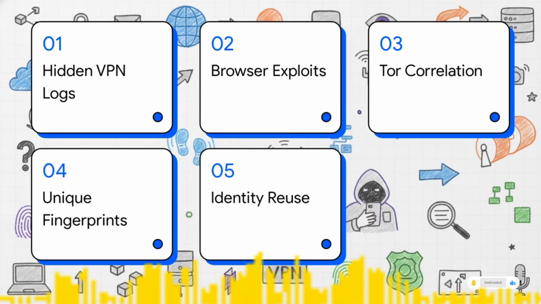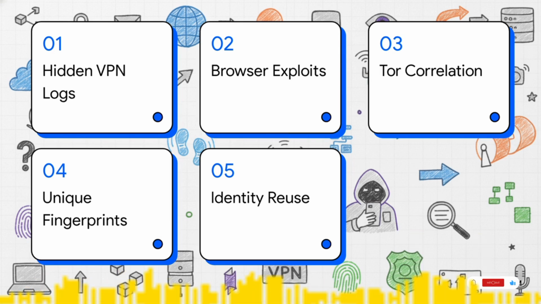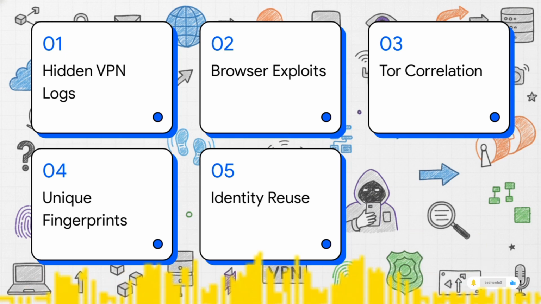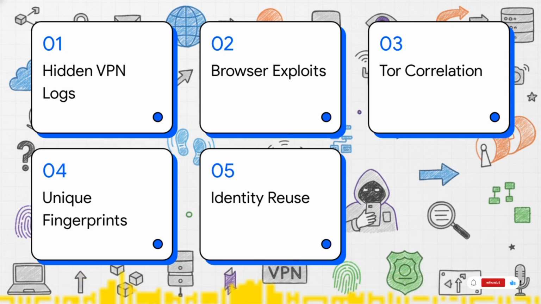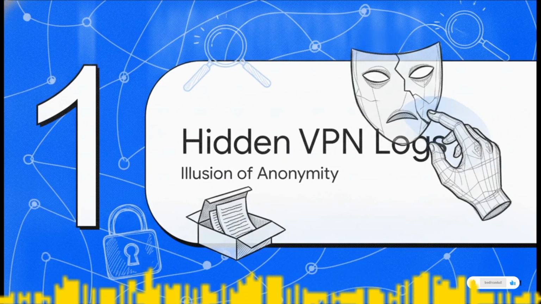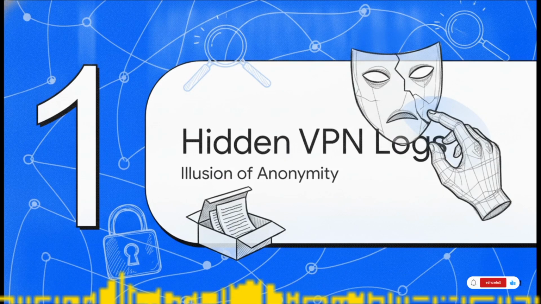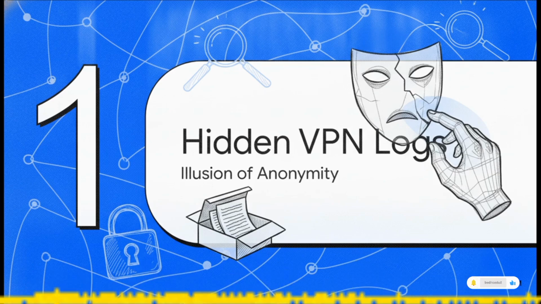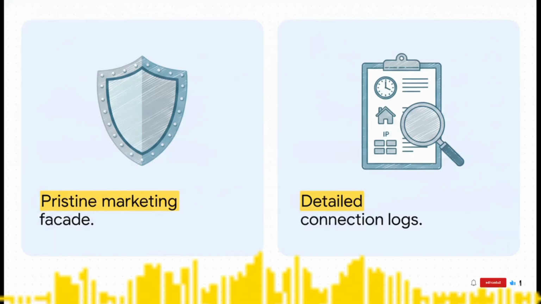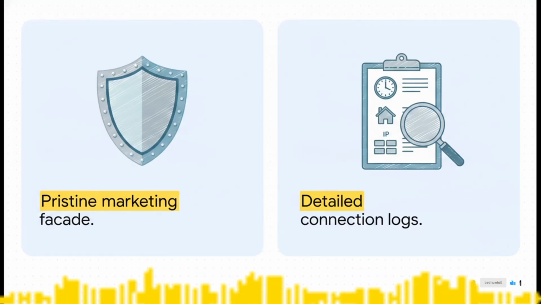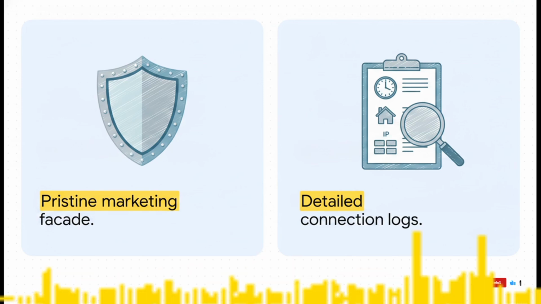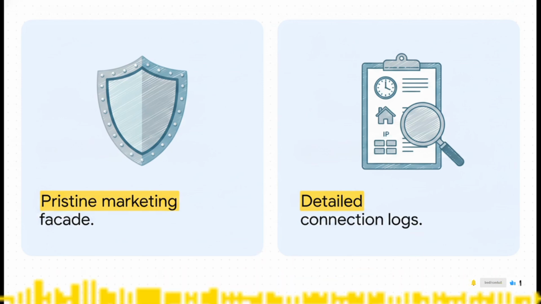Okay, let's jump right into our structured breakdown. We're going to cover 5 major vulnerabilities today: hidden VPN logs, direct browser exploits, Tor traffic correlation, unique browser fingerprints, and finally, the ultimate operational security mistake. Starting us off with Section 1, hidden VPN logs and the illusion of complete anonymity. Now, this is where things get really interesting, because the very tool designed to hide your activity might actually be the exact thing recording it.